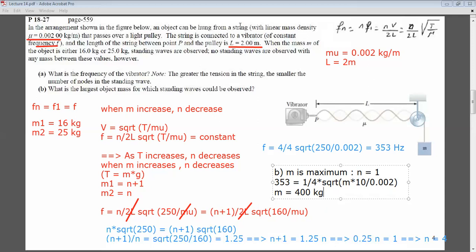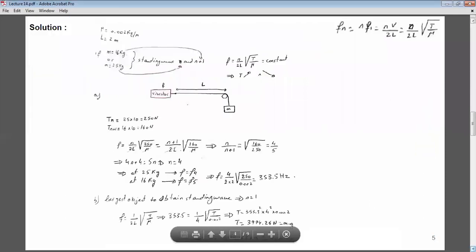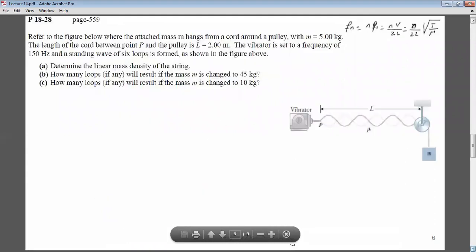Let's do another one. You might notice that in the question I solved it a little bit differently. So this is just to give you 2 ways to solve the question.